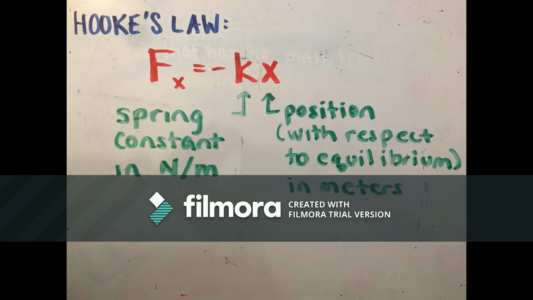In this equation, k is the spring constant, which is measured in newtons over meters, and x is the position with respect to equilibrium, which is measured in meters.